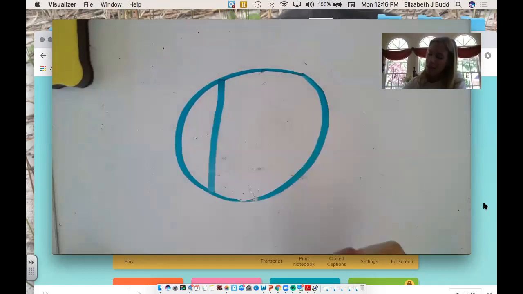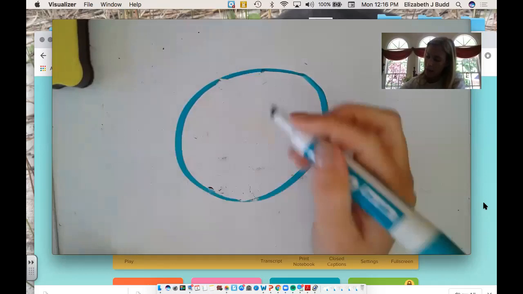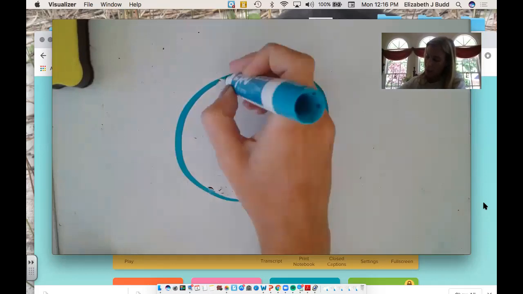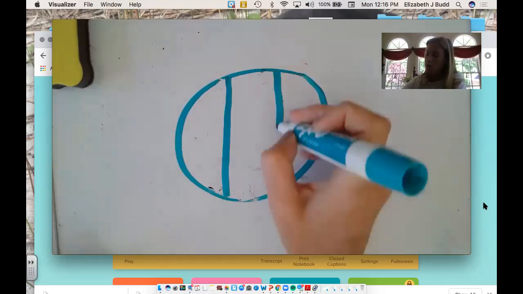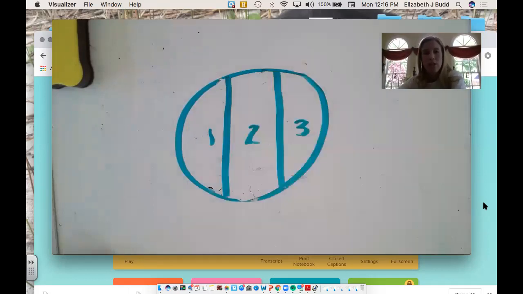All right, let's try and split it into thirds. I'm going to do 1 here and 1 here. So I've got 1, 2, 3 pieces. Did I partition my circle into thirds? Yes or no? Why do you think that?